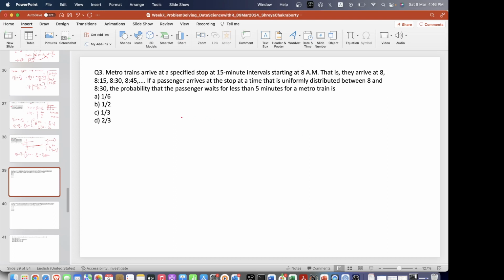So trains arrive at a specified stop at 15-minute intervals starting at 8 am. That is 8. If a passenger arrives at a stop at a time that is uniformly distributed between 8 to 8:30, then the probability that the passenger waits for less than 5 minutes.